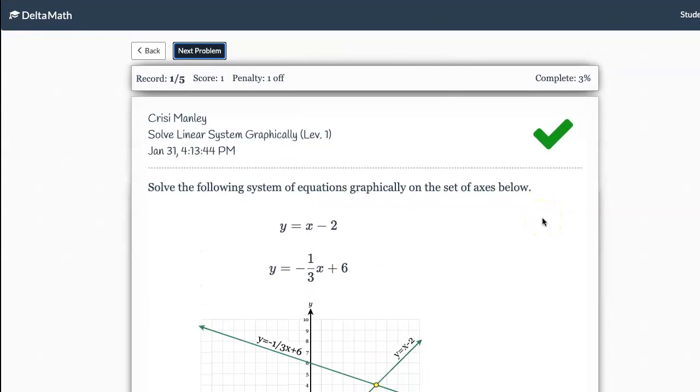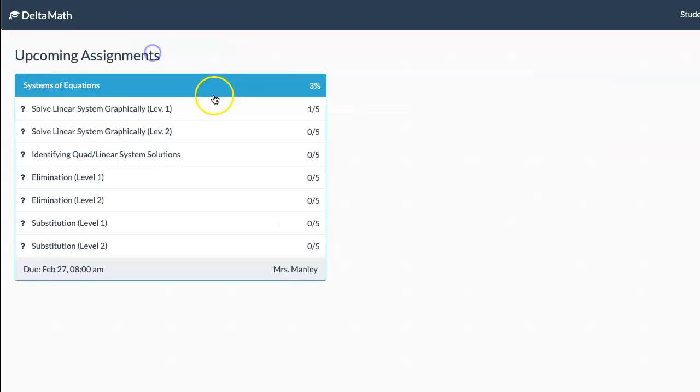But again, this is kind of self-monitored, so you need to answer 5 correct. Once it says record 5 out of 5, or if you've done 10, 5 out of 10, once you have 5 correct, then you can go back and go to the next activity. So again, we're just working on the first 3 activities today.